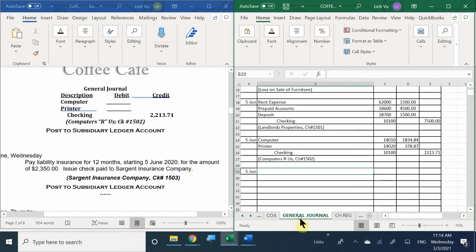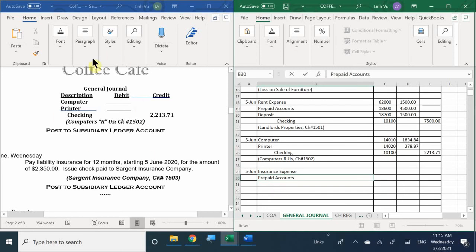We need to pay for the month that we're currently in because it's starting as of June 5th. That means I'm already dipping into my insurance, so I need to expense for the month of June. That's where insurance expense is going to be. Your prepaid accounts is going to be the other 11 months remaining on that insurance. In this case, I'm going to use prepaid accounts because I don't have prepaid insurance.